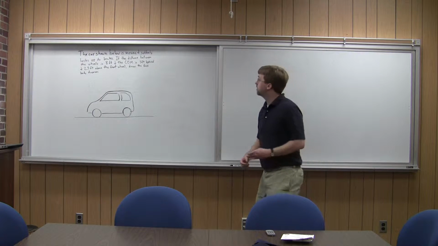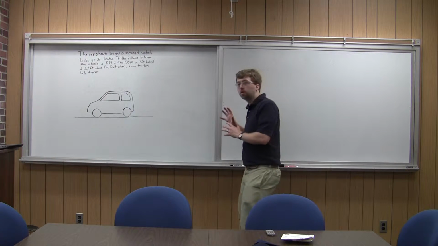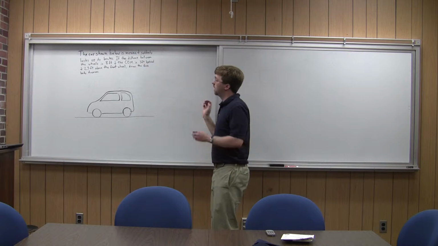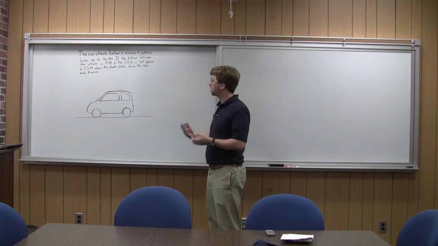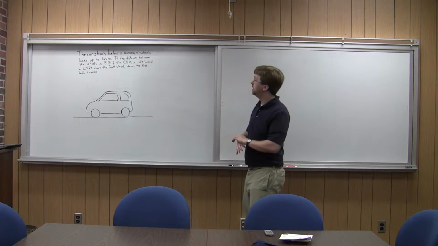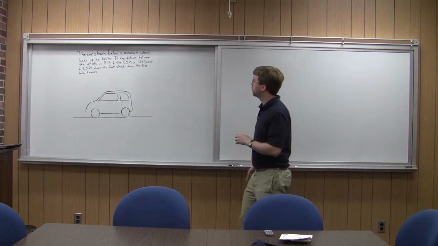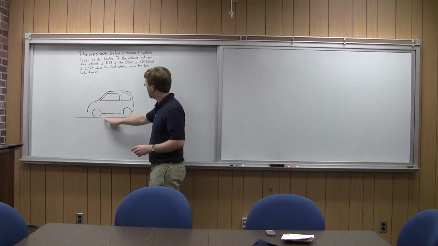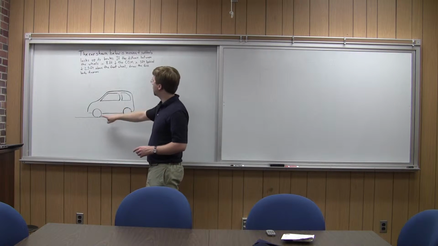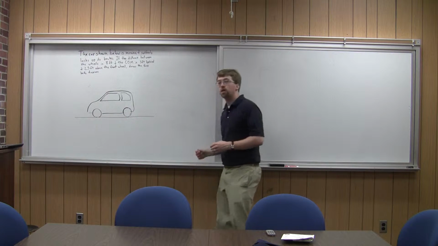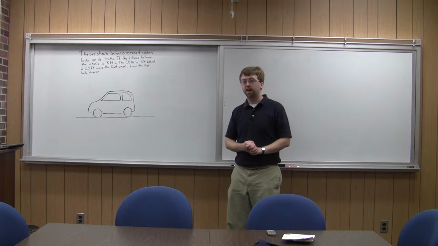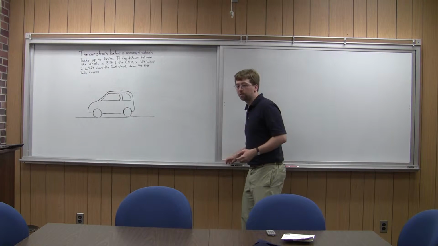Alright, in this problem we've got a small car. So this small car is moving along and suddenly it locks up its brakes, so it's going to be skidding to a stop. And that means it's sliding. If the distance between the wheels is 8 feet and the center of mass is 3 feet behind and 2.5 feet above this point right here where the front wheel contacts the ground, we want to draw the free body diagram for this car as it stops.